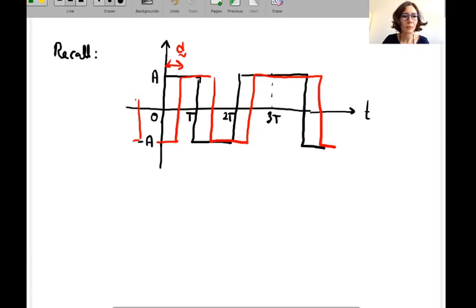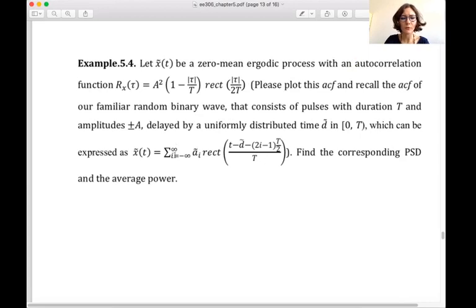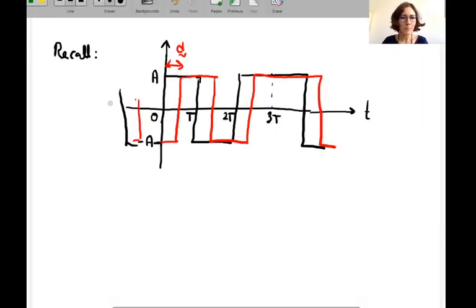The original random process, I just changed to be defined from minus infinity to plus infinity. So if you look at your notes, I should start from minus infinity, not from 0, if you printed them last week. Otherwise, it's okay. Now this red random process, we call it X of t.